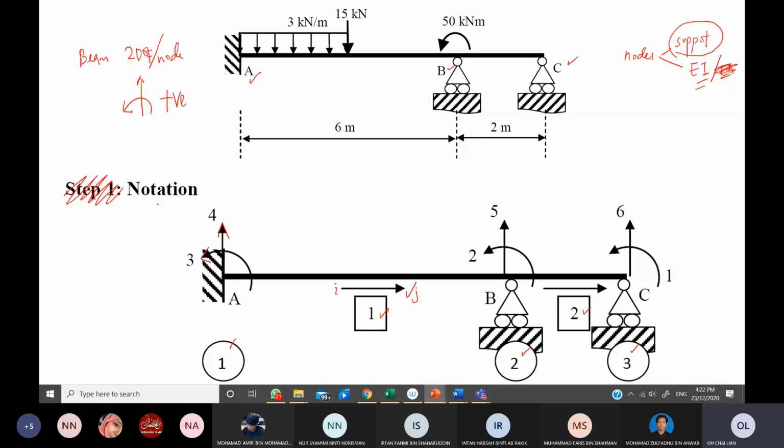And these are the positive sign. So next will be the question Zul asked me just now. How to give a numbering to this DOF? So we need to number. This rule is only applicable when you are doing manual calculation, because it will be more easier for you. In programming we don't apply this rule.